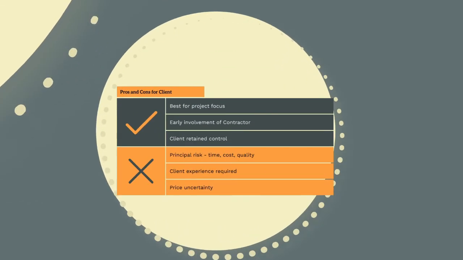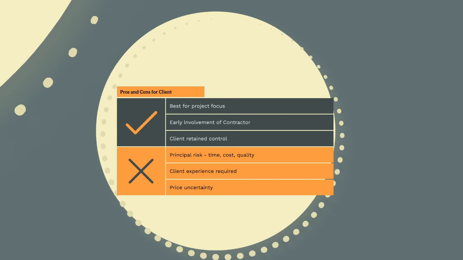Alliance contract works well to establish a best for project focus for the contractor. Additionally, the contractor is involved at an early stage to maximize their input into the design and planning. Furthermore, the client retains extensive control and has capability to implement and manage change.